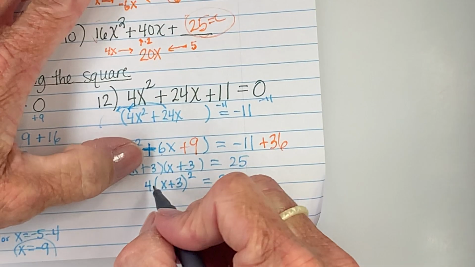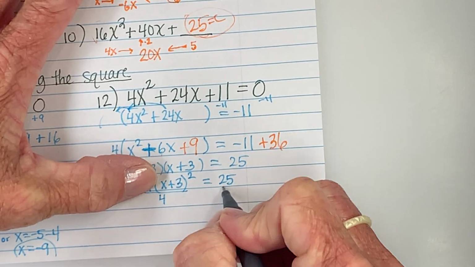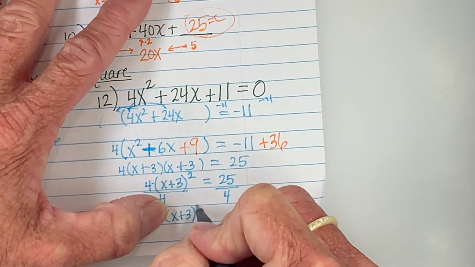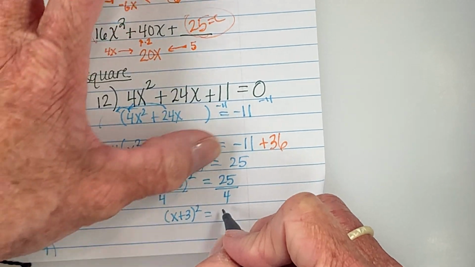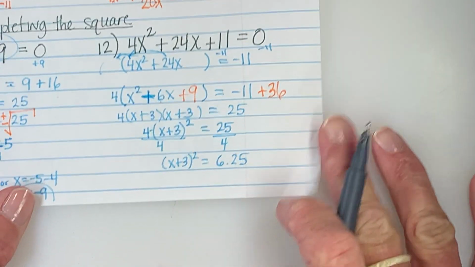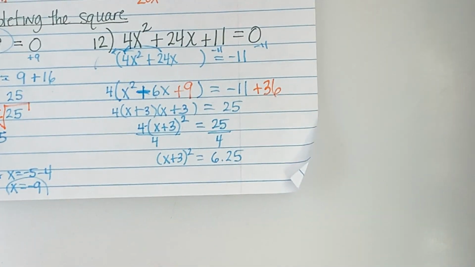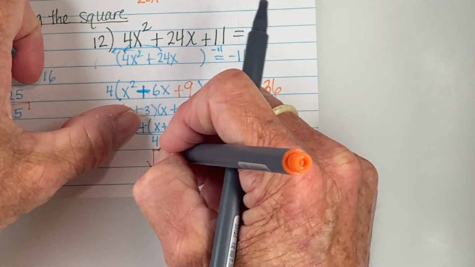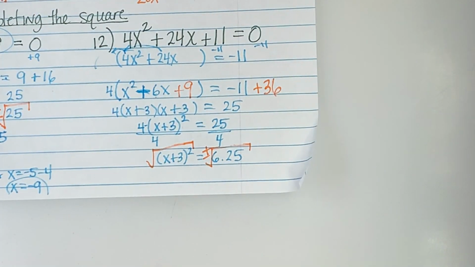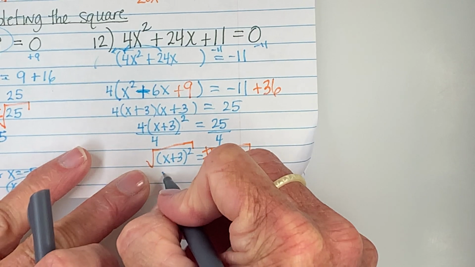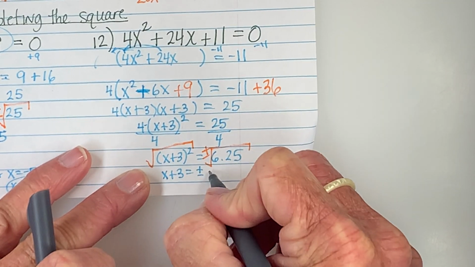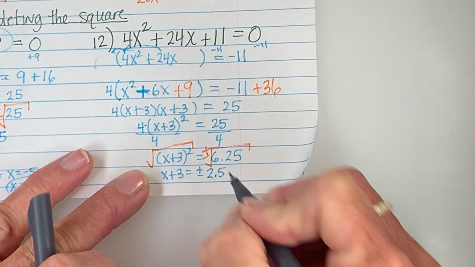Let's go ahead and get rid of the 4. I'm going to divide both sides by 4. Now, I usually stick with fractions, but this is a pretty nice decimal in this case. We end up with 6.25 when we divide. So let's just go ahead and deal with the decimal. And now when I take the square roots of both sides to undo the squaring, I have plus or minus the square root of that. So on this side, out pops x plus 3. On this side, I get a plus or minus 2.5.